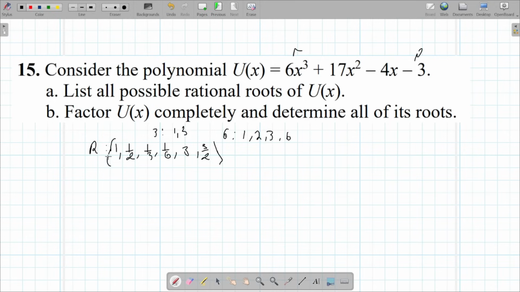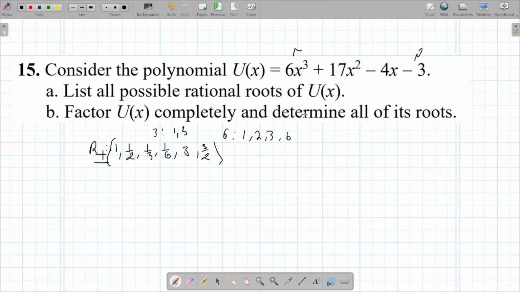These are all our possible roots. And if you put this, your paper is going to get marked wrong. They want plus minus. Please remember, plus minus. So we did part A, factor P of x completely and determine all of its roots.